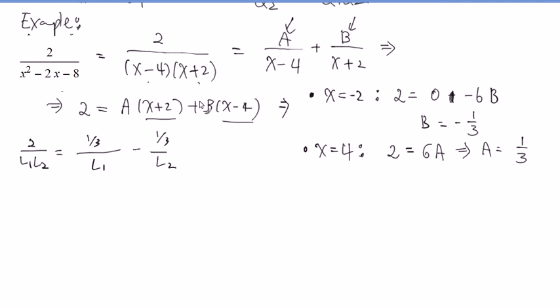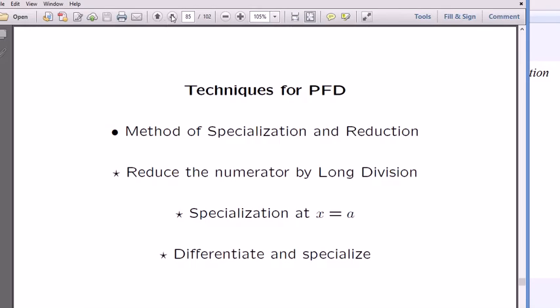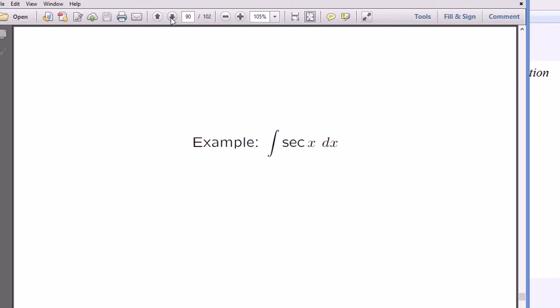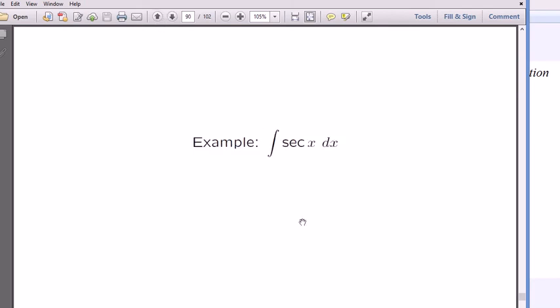When I plug in x, this one survives. When I plug in that one, that one survives, right? But if there are too many things, it kills everything, and then you have to differentiate. But there are other roads than differentiating, so that's one thing. So let's see if we can summarize the two simple factor case nicely. Before I do that, we enter three simple cases. So maybe I should introduce this example. Everybody knows the answer to the antiderivative of secant x, right? What was that?